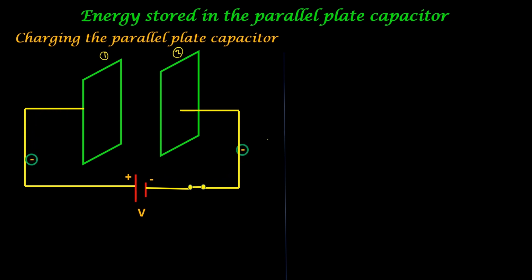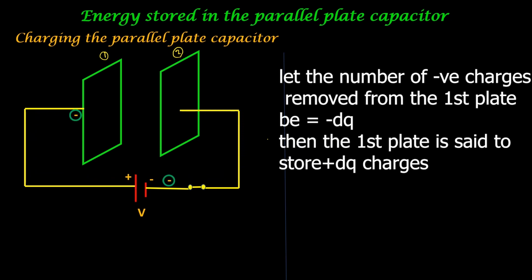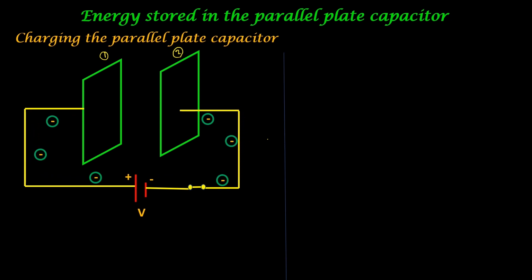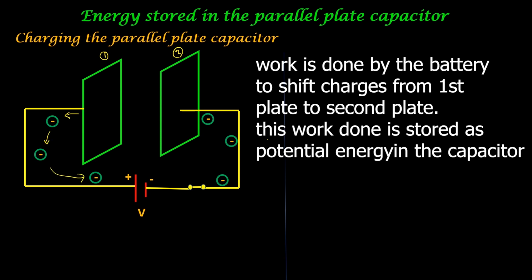When the circuit is closed, the battery pulls away negative charges, that is electrons, from plate number 1 and starts transferring them to plate number 2. As plate number 1 loses a certain number of electrons, say dq electrons, the plate develops dq positive charge. Initially, the two plates were neutral. The battery does work in order to shift the electrons from plate 1 to plate 2. This work done is stored in the capacitor as potential energy U.